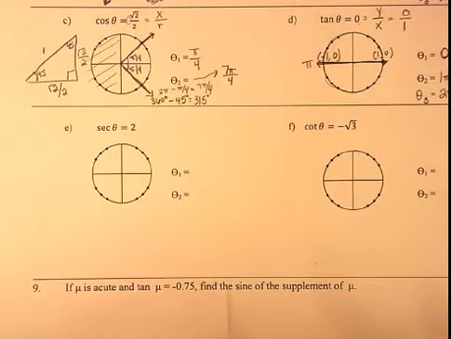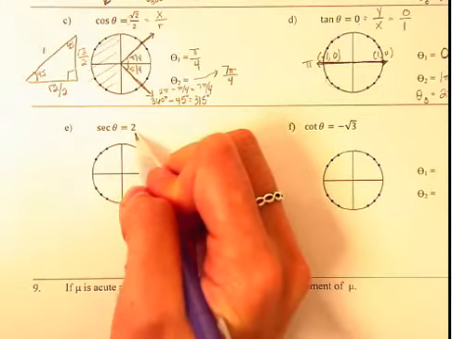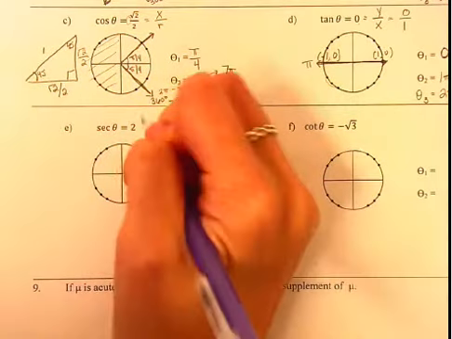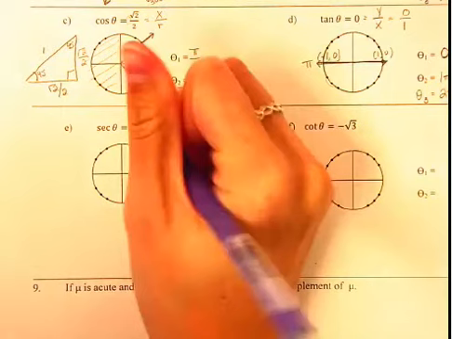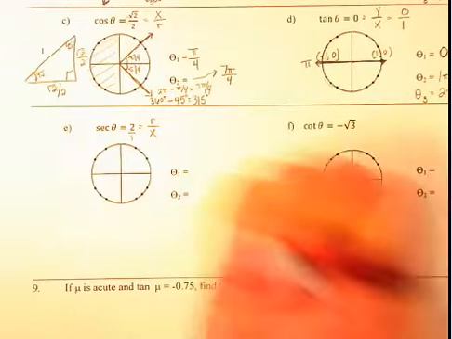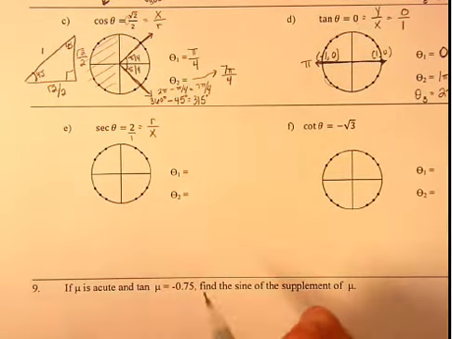For letter E, secant of theta is 2. All right, this is where it gets a little bit tricky. I know that secant of theta is the reciprocal of cosine, so it's r over x. And this is a 2 over 1. We always put it over something so we can see a fraction.